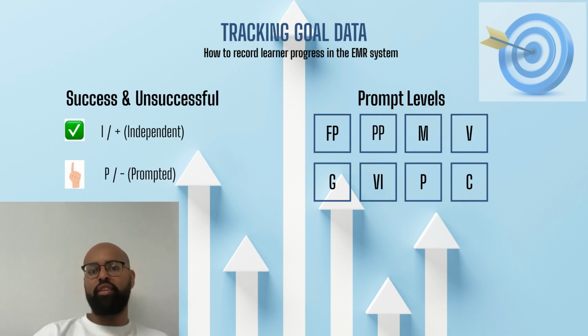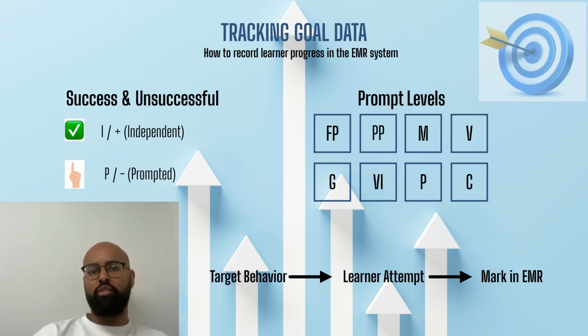Now, let's look at how this process flows. You start by identifying the target behavior. This is the specific skill or behavior you're focusing on. Next, you record the learner's attempt. Observe whether they performed the behavior independently or needed a prompt. And finally, you mark it in the EMR system using the correct code, such as I for independent or P for prompted, along with the appropriate prompt level if needed.